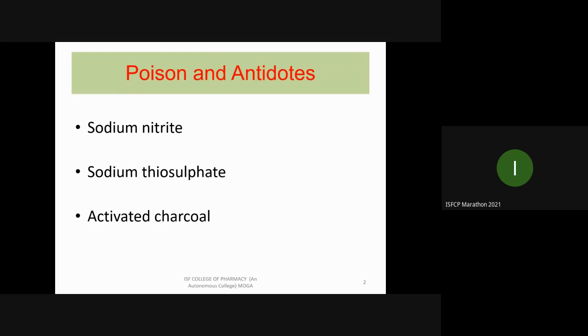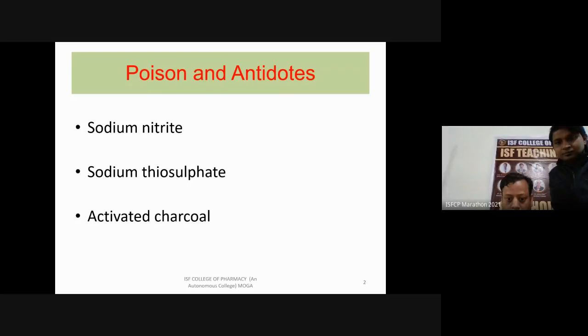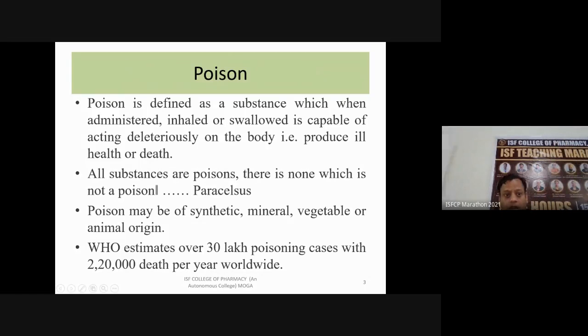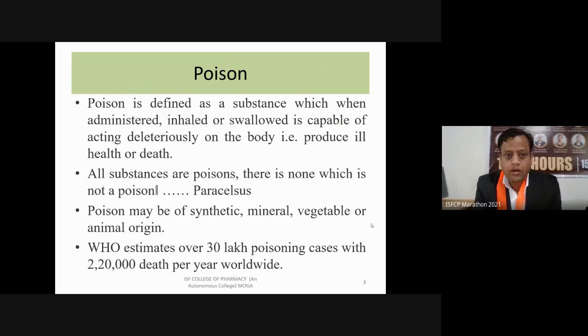So what is poison? Firstly, we start with the poison. Poison is defined as a substance which, when administered, inhaled, or swallowed, is capable of acting deleteriously on the body, produce ill health or death.